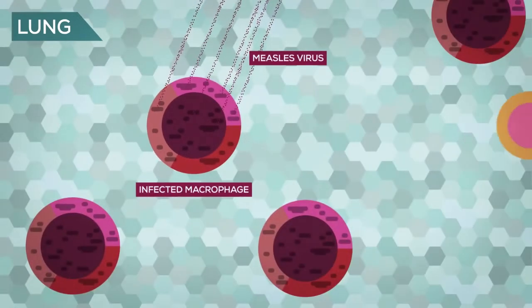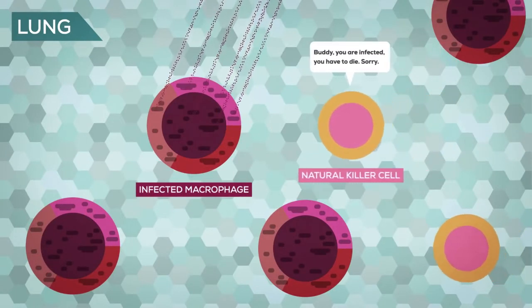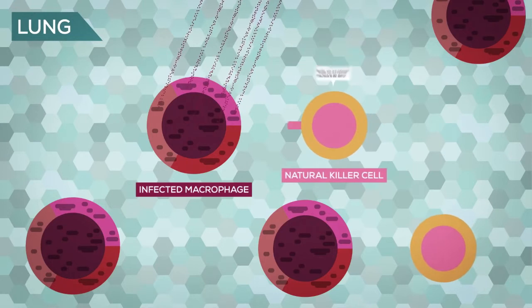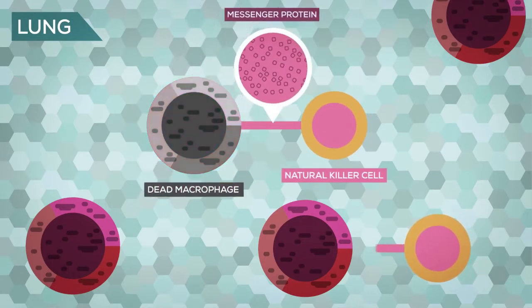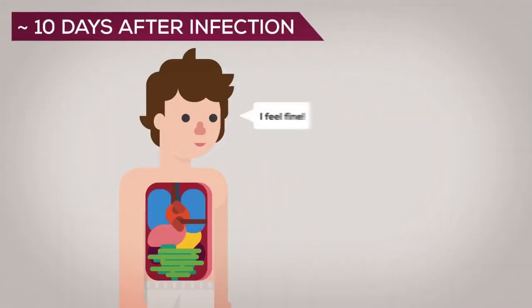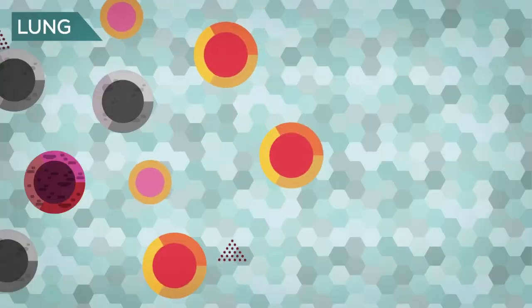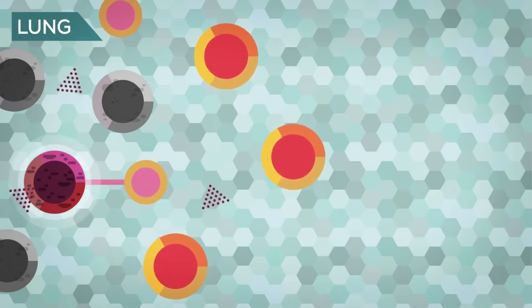But the immune system has powerful weapons against virus infections, natural killer cells. These cells basically patrol the body and check other cells for infections. If they find an infected cell, they order it to commit suicide. This is so effective that for the first 10 days or so, you will not even notice that you're infected with measles. And now, the reason why measles is so powerful.